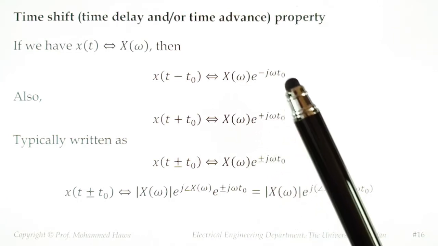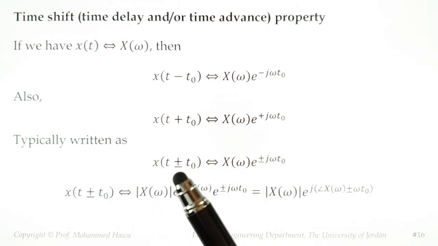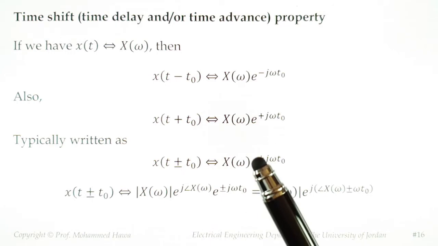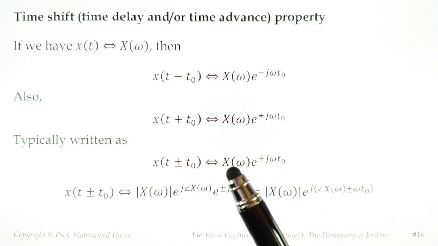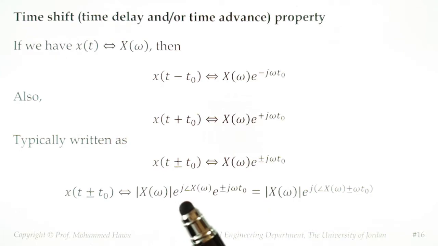Typically, we write those two important results as one line. The Fourier transform of x of t plus minus t naught is X of omega e to plus minus j omega t naught. Please remember, this is actually two equations, not just one. What does this equation tell you? Remember that X of omega is a complex number. It has a magnitude and phase.